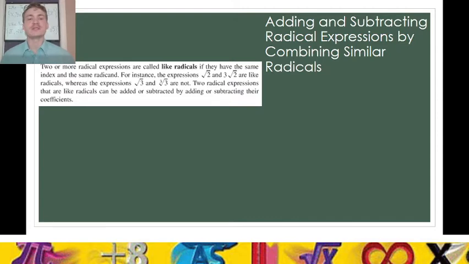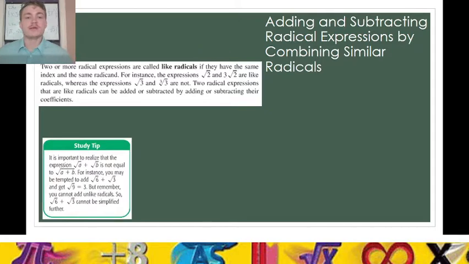However, the expressions square root of 3 and cube root of 3 are not like radicals. As you see there, the first radical expression has a root of 2. The next expression has a root of 3. The roots and the radicand, and another word for root is index, must be exactly the same. Here, the radicand of 3 is the same, however, the roots of 2 and 3 are not. Two radical expressions that are like radicals can be added or subtracted by adding or subtracting their coefficients.